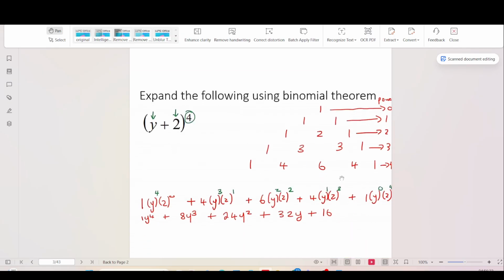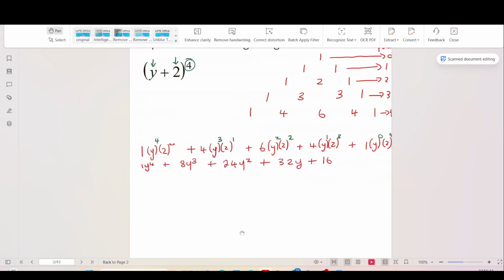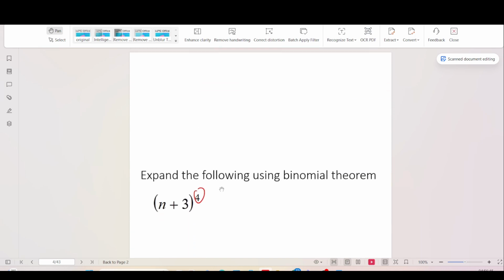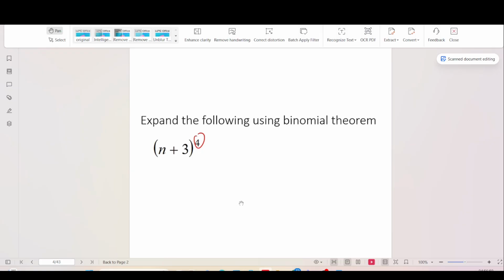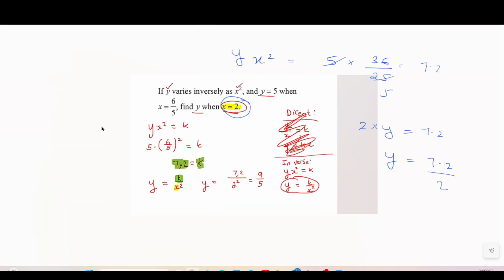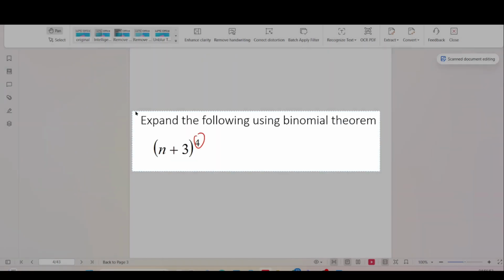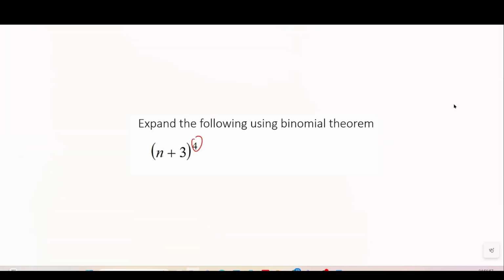So whatever the power is, like fourth power means you need just this row and you should know the coefficients. In the first term we take the maximum power, like y to the power 4, and in the second term we start with 0. Then the first term we decrease by 1, the second term we increase by 1, and just expand it. That's it. So can you try this one? Yeah, let's try this one.